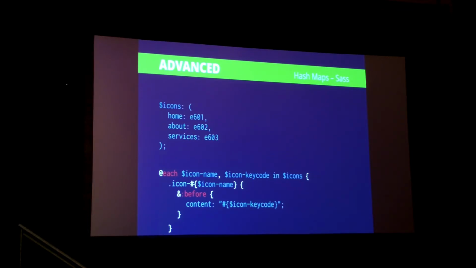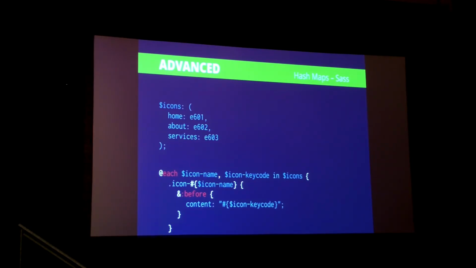So in this case, we can create a hash called icons, and then inside that hash do a key-value pair as a list. We're going to create a home icon, an about icon, and a services icon, so we can map the name to the key code for each one. And then we can use @each again. The first two variables that we see in our @each map to the key and the value for each item in the list. We name those whatever we want so it makes sense.